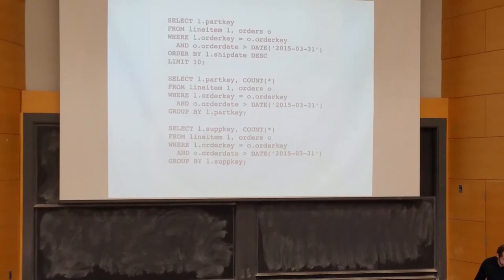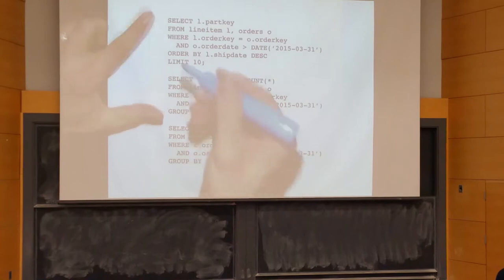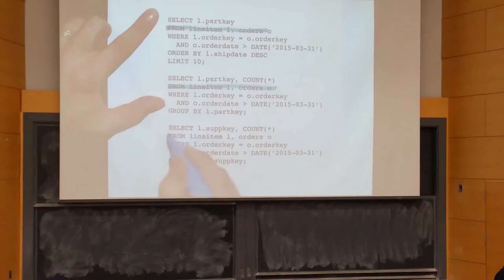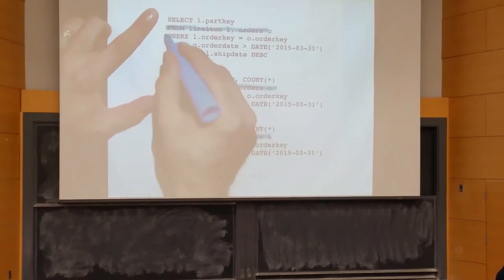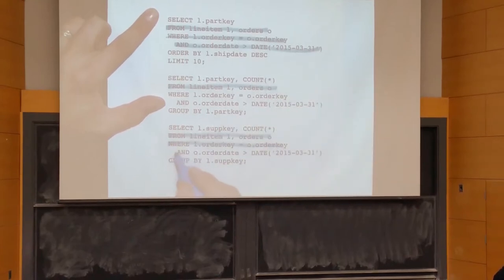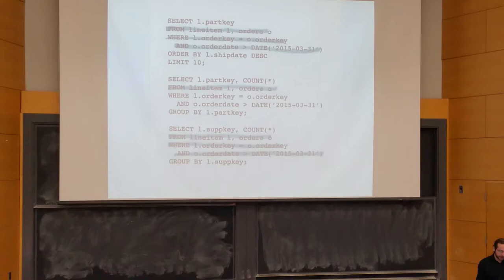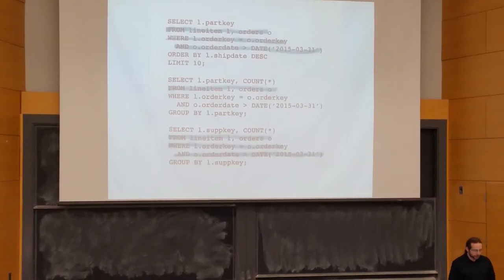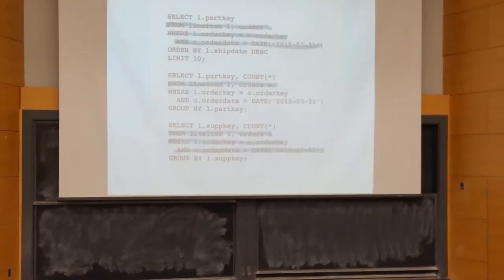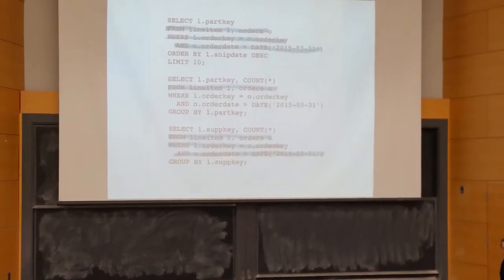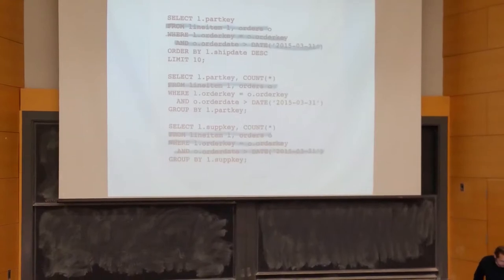Okay, so there's actually quite a bit of commonality here. The from clause of each query is completely identical. And the where clause is also identical. And they're also selecting the same set of attributes. In fact, all of the attributes that are getting selected either come from the line item table or are computed as some sort of aggregate over attributes that we could get from the line item table.